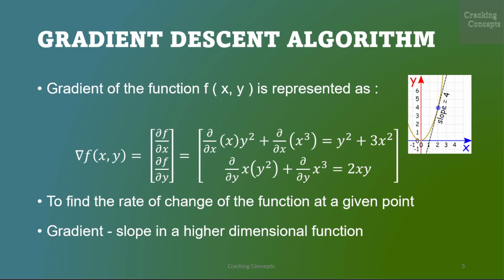Now intuitively, a derivative of a function is the slope of the tangent line that gives a rate of change in a given point as shown in the figure here. If the function is higher dimensional, we will have to find the partial derivatives to find the derivative, that is the rate of change of the function at a given point. Now we can consider gradient as a slope in a higher dimensional function.